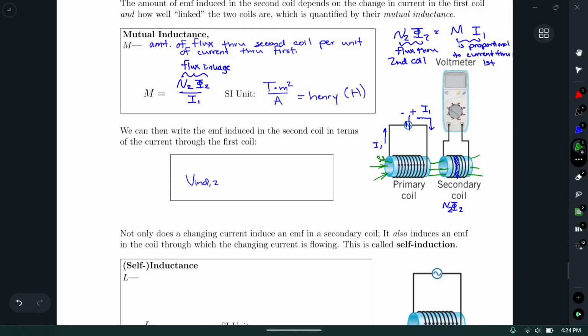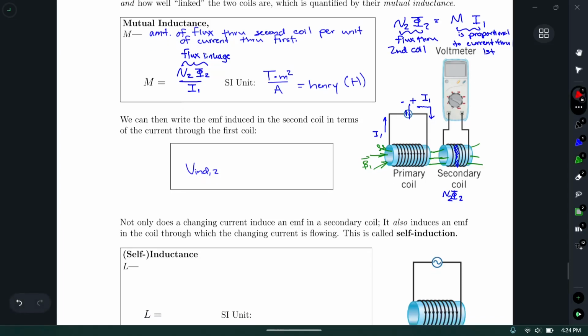Well, again, the second coil is suddenly going to see more flux through it due to the first coil's magnetic field, so B1. As a result of that increase in flux, it's going to try and oppose it, as Lenz's law says, by creating its own magnetic field. Call that B2. It is an induced magnetic field, but we'll call it B2.